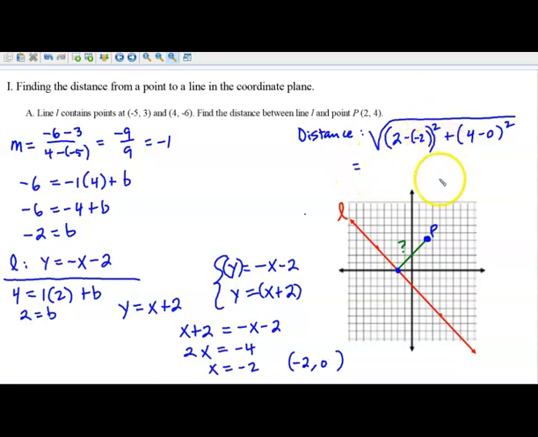And let me go ahead and put another parenthesis there. So this is going to be 4 squared, which is 16. And this is also going to be 4 squared.